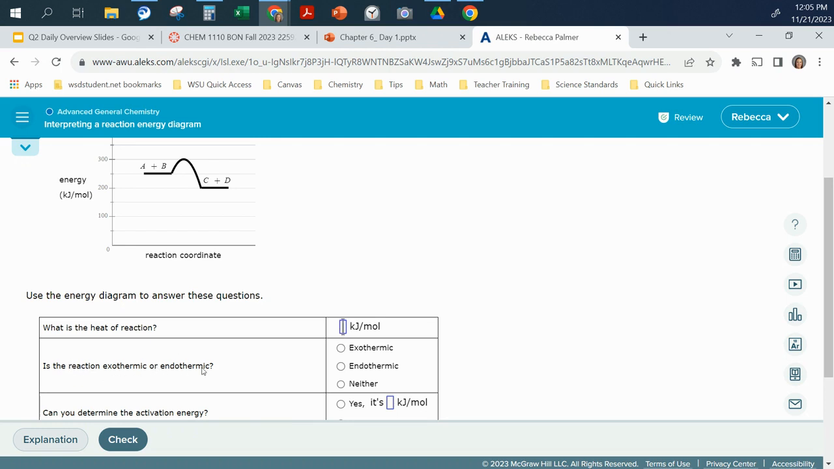So let's answer this question. Is the reaction endothermic or exothermic? So if products are lower, this is exothermic. Okay, that's just a definition. You might want to put a picture of the graphs on your note card.